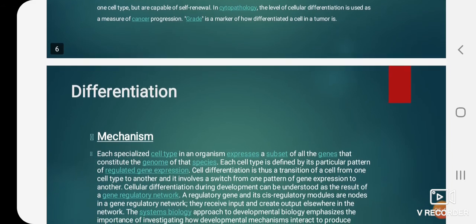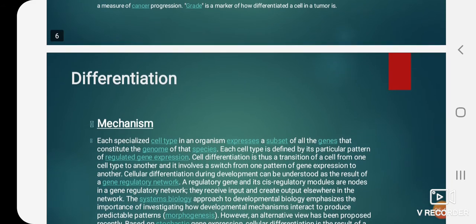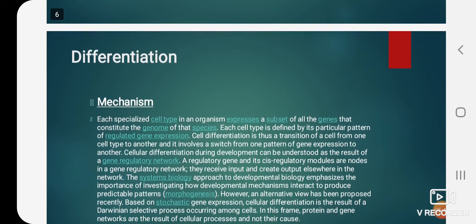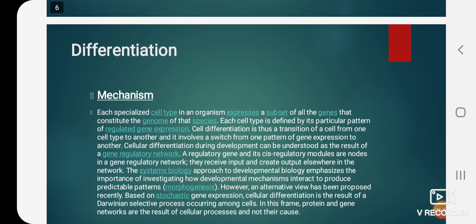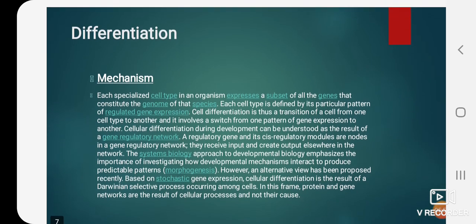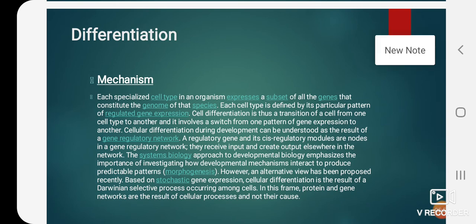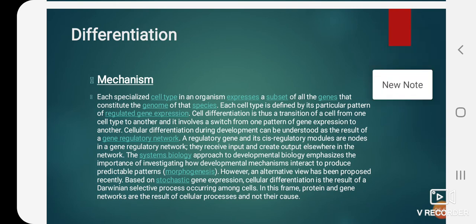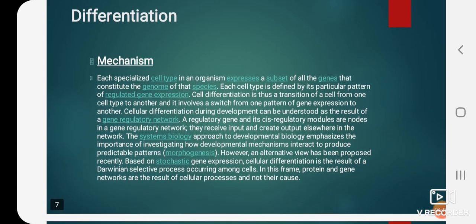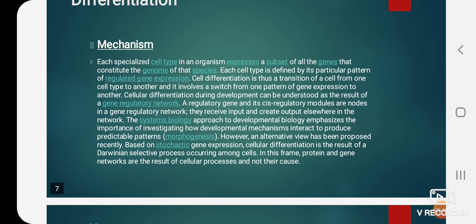So now, students, we are going to study the mechanism of differentiation. Each specialized cell type in an organism expresses a subset of all the genes that constitute the genome of the species. Each cell type is differentiated by its particular pattern of regulated gene expression.